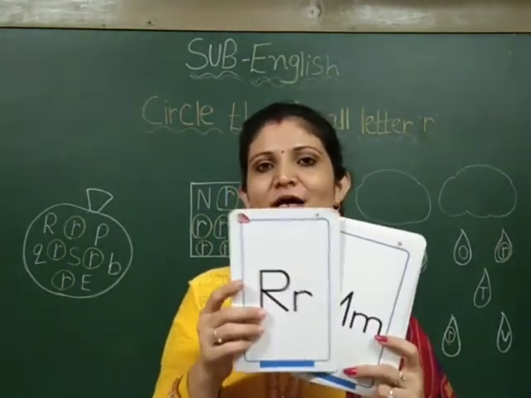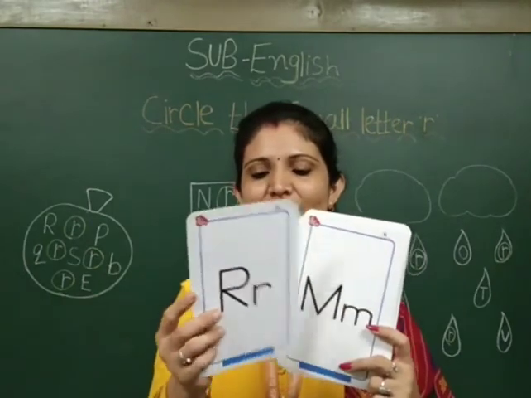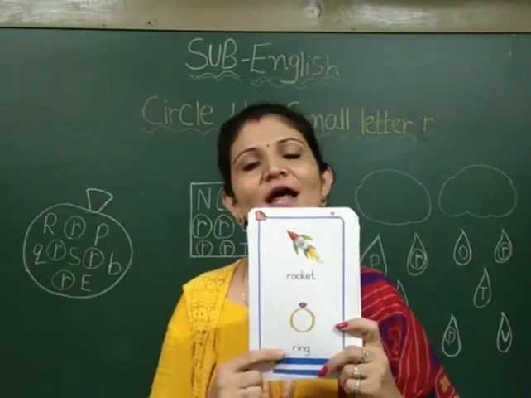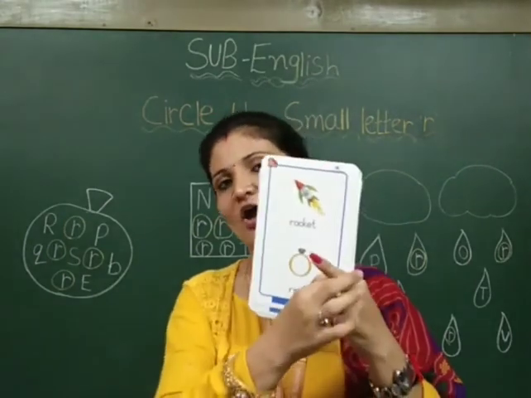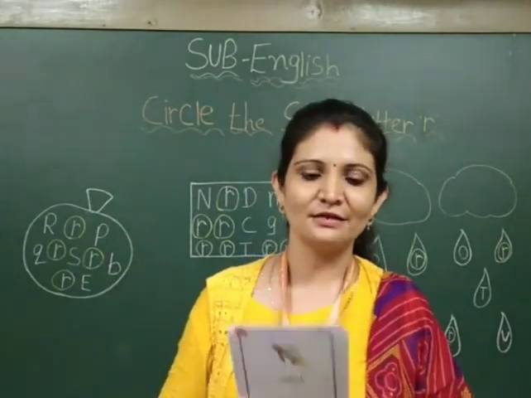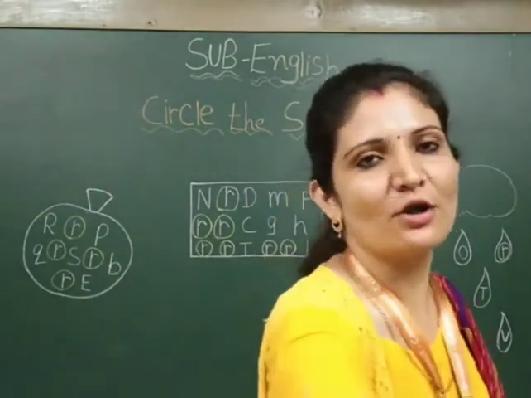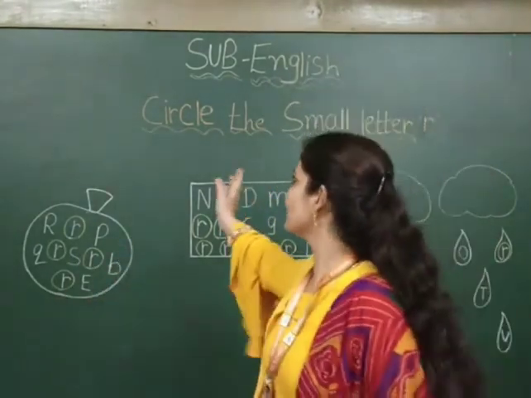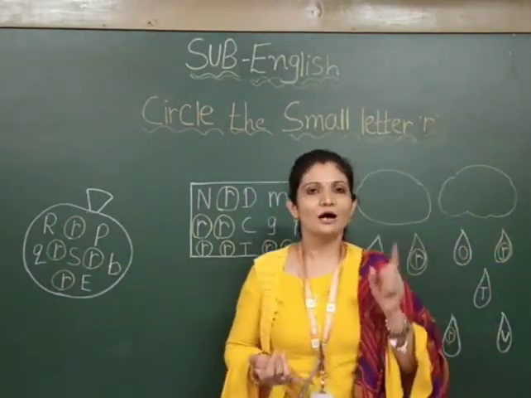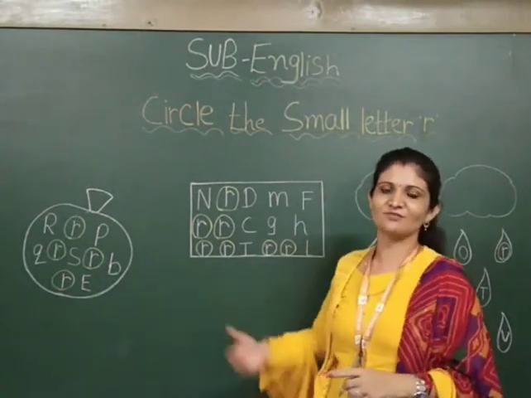I told you, capital R, small r. R for rocket and R for rain. Okay. I hope you understand how to write small letter R, and this activity, circle the small letter R. You have to do practice of small letter R and this activity at home.